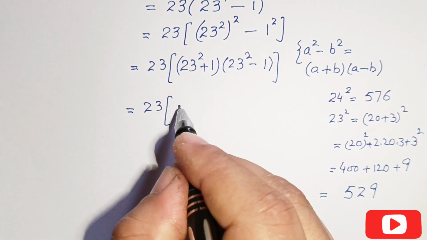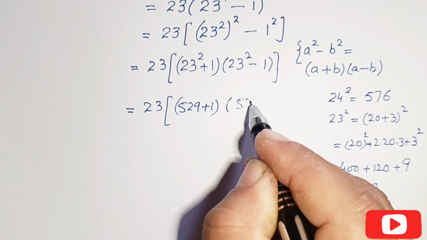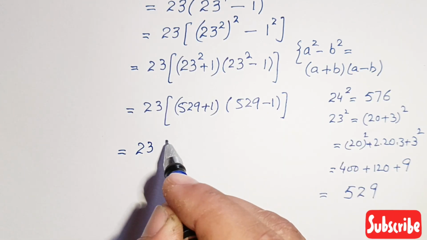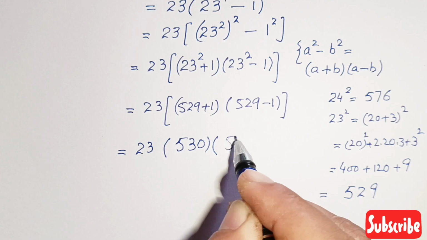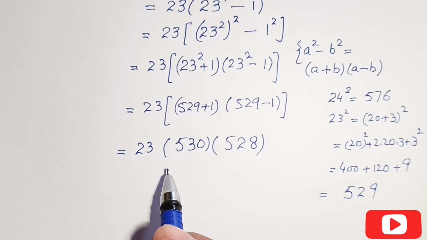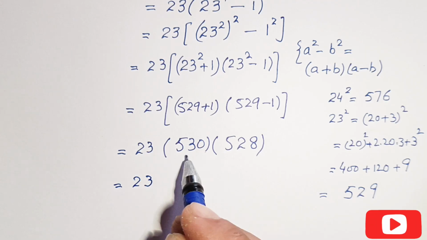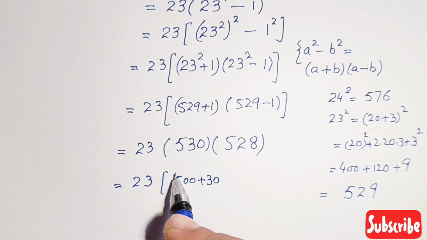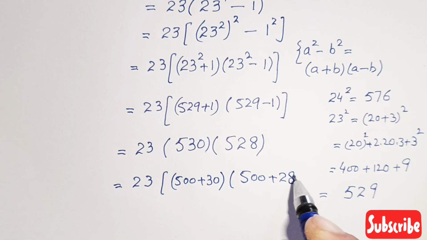Now putting in 23 squared as 529, we have 529 plus 1, and similarly 529 minus 1. Our next step is 23 times 529 plus 1, which is 530, times 529 minus 1, which is 528. Now we have to multiply all these without a calculator. This 530 can be written as 500 plus 30, and similarly this 528 is 500 plus 28.